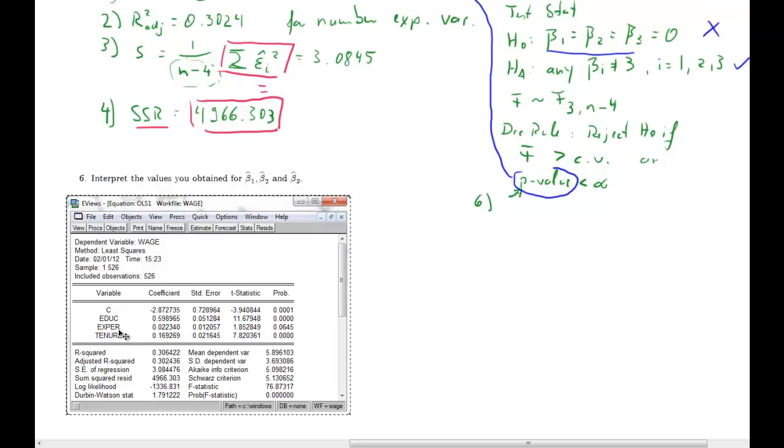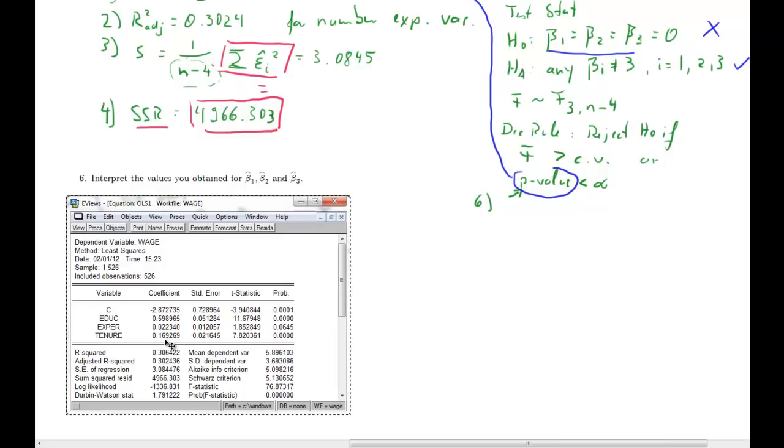Let's move on to the experience one. Again, ceteris paribus, assuming education and tenure stay constant, an increase in the experience variable by 1 unit, that means 1 extra year of experience, will deliver an increase in wages of $0.02, so that's 2 cents. And third, ceteris paribus, meaning education and experience stay constant, an increase in tenure by 1 unit, by 1 year, will on average increase wages by about $0.17, 17 cents.